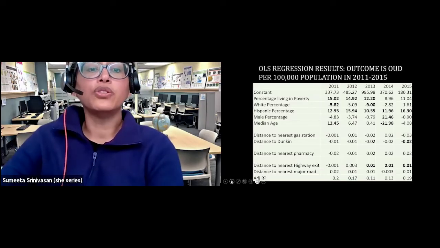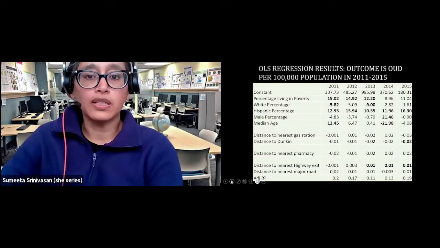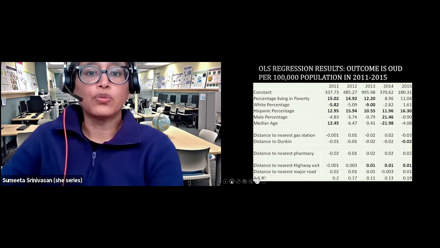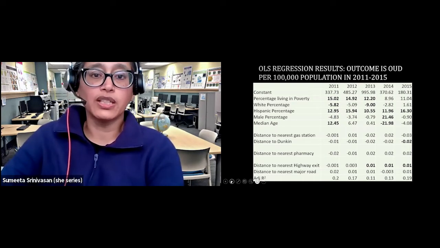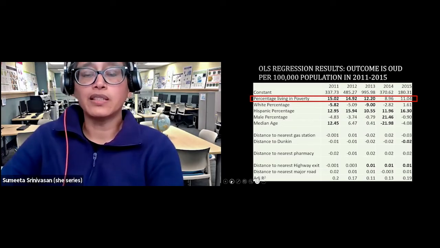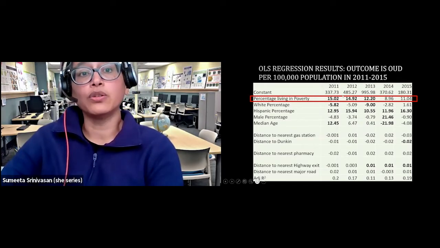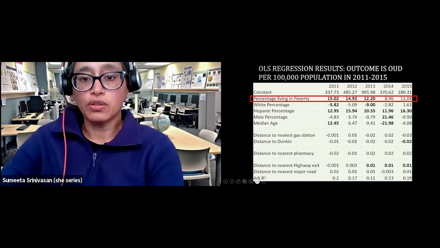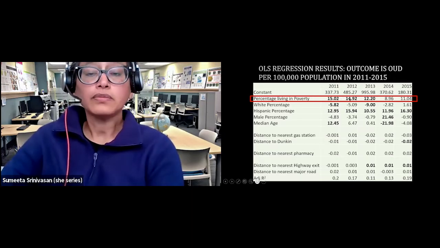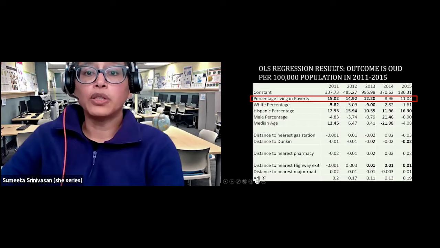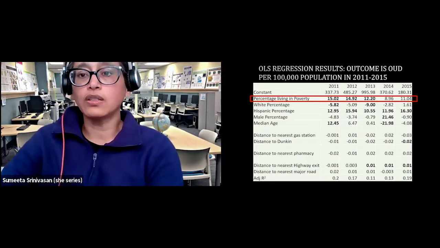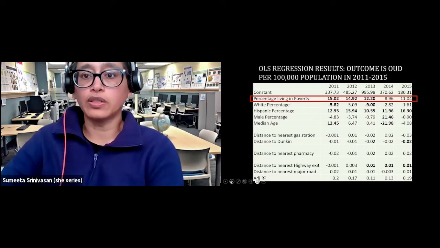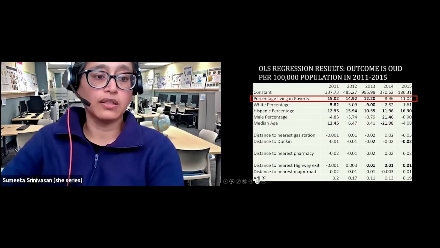Now, other ways in which you can look at the same kinds of data, which we did, of course, is looking at it over time. Here, we would call this an aspatial regression in a sense. Poverty was significant in predicting opioid abuse, OUD disorder. And you can see that it was significant all the way till 2013, and then it dropped off. It's no longer significant in 2014 and 15.